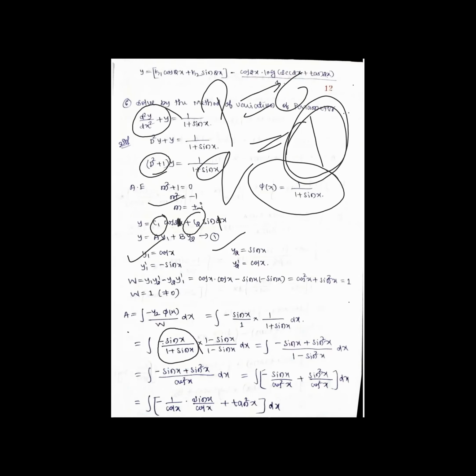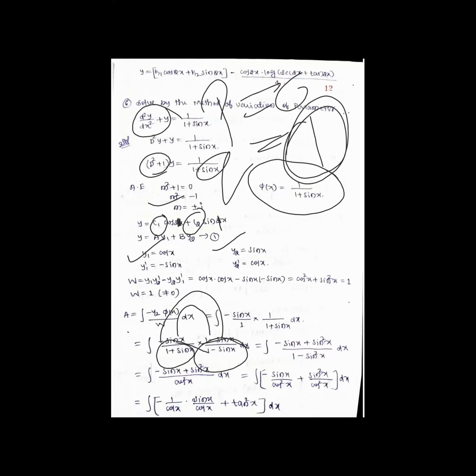I'll do rationalization of the denominator, multiplying by 1 minus sin x, 1 minus sin x. So please try to multiply numerator as well as denominator. Here you can see minus sin x into 1 minus sin x gives minus sin x plus sin x into sin x, it will be sin square x. In the denominator it will be a plus b, a minus b, so that is a square minus b square.